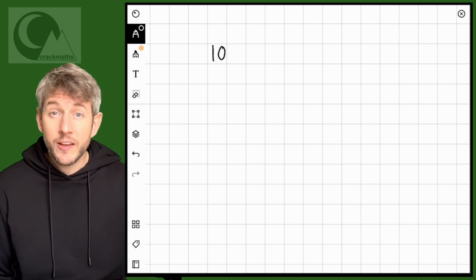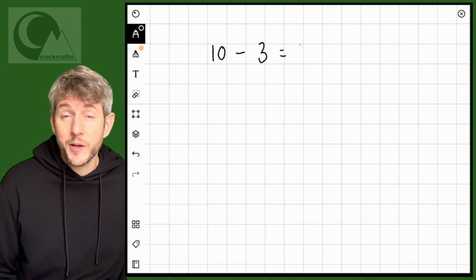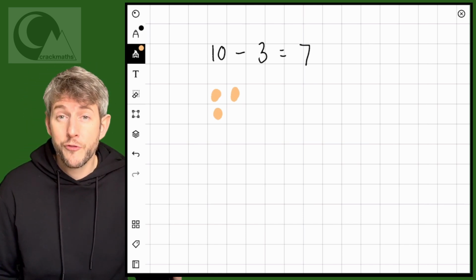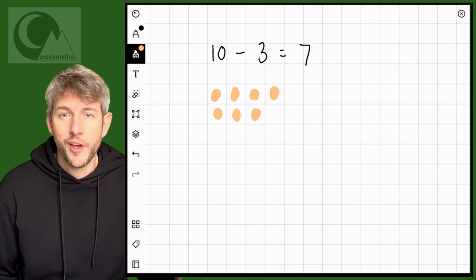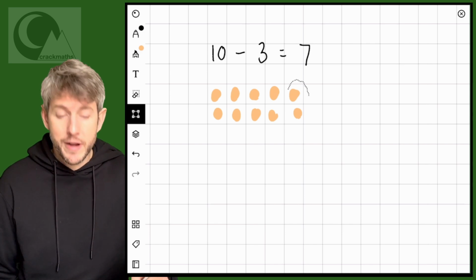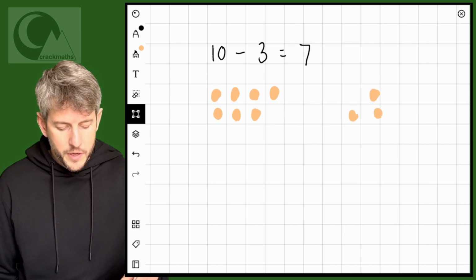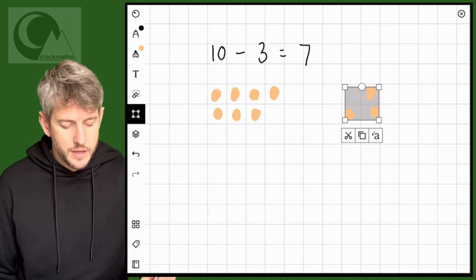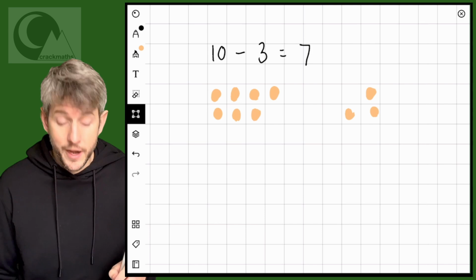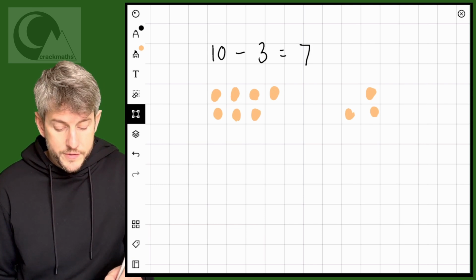Let's now look at if we start with a subtraction. So let's say this time I'm starting with 10 take away 3 equals 7. Let's think about that as a picture. 1, 2, 3, 4, 5, 6, 7, 8, 9, 10. And then I'm going to take away 3 of them. So here we go, I'm going to get these 3 and then I'm going to move them over here. I've now done 10 take away 3 and I can see that there is 7 here, because we still have 1, 2, 3, 4, 5, 6, 7.